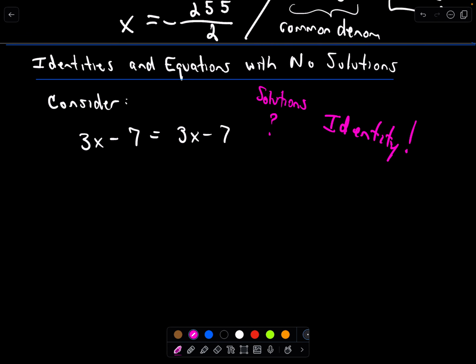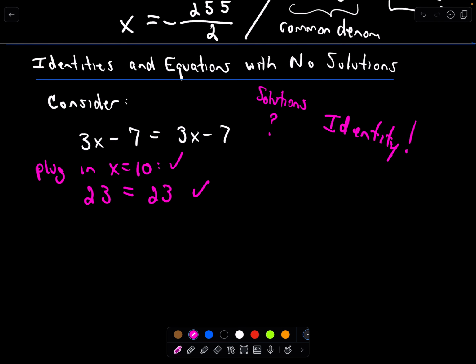Well, I think there's a lot of numbers, right? Because no matter what I plug in on the left side, I'm going to plug it in on the right. We're going to get the exact same number, right? I think it's pretty easy to see. Plug in, I'm just picking a number at random, x equals 10. On the left, you would get 3 times 10, which is 30, minus 7. You're going to get 23. You would get 23 on the right as well because it's the exact same thing. So x equals 10 would work.